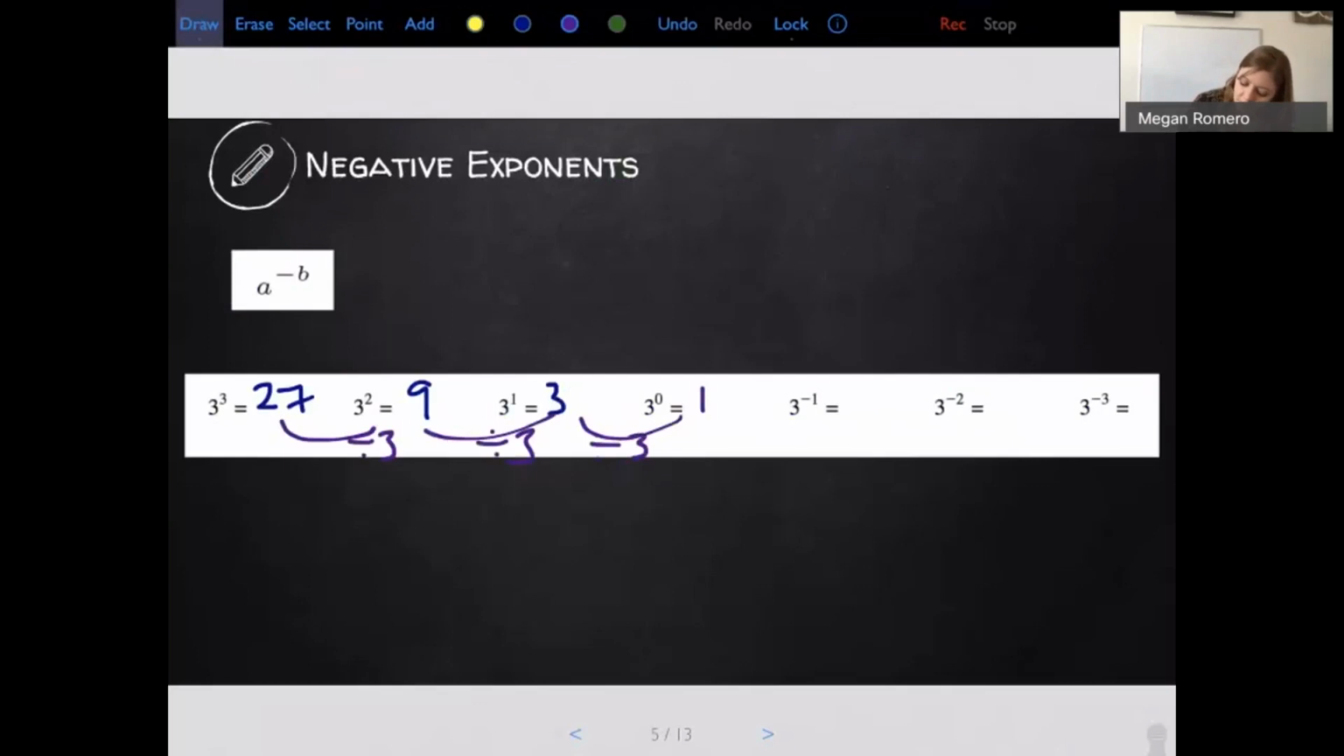3 to the negative 1, if we divide by 3, this is 1/3. So notice 3 to the negative 1 became 1 over 3. And so that's a way that we can rewrite our negative exponents. If we divide by 3 again, we get 1 over 9, which is the same thing as 1 over 3 squared. So that made the exponent positive. And then 1 over 3 cubed is 1 over 27. So negative exponents cause us to think about fractions. And as we can see, a base with the exponent of 0, except 0, is going to be equal to 1.